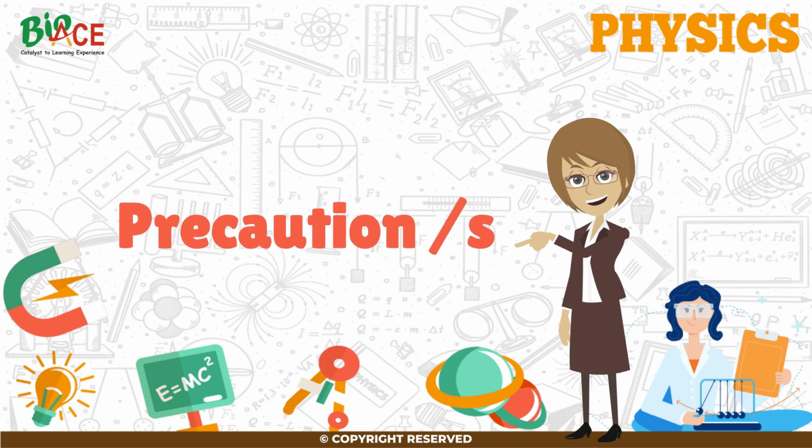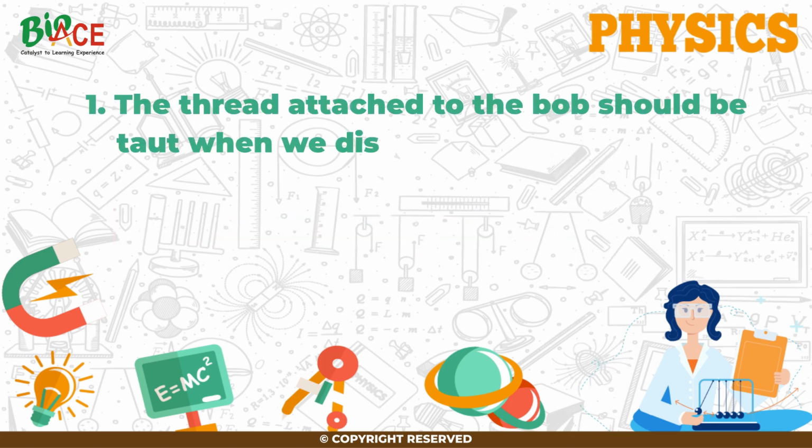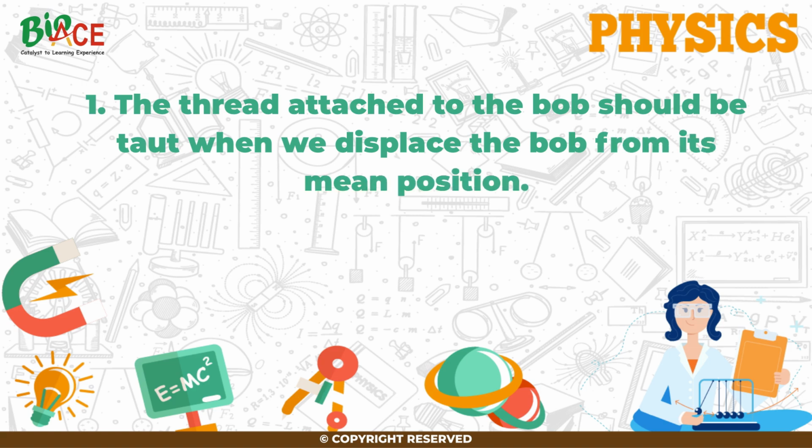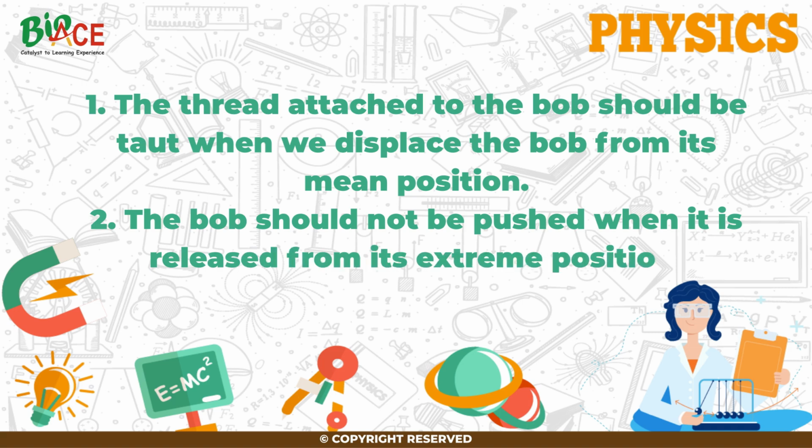Precaution. 1. The thread attached to the bob should be taut when we displace the bob from its mean position. 2. The bob should not be pushed when it is released from its extreme position.